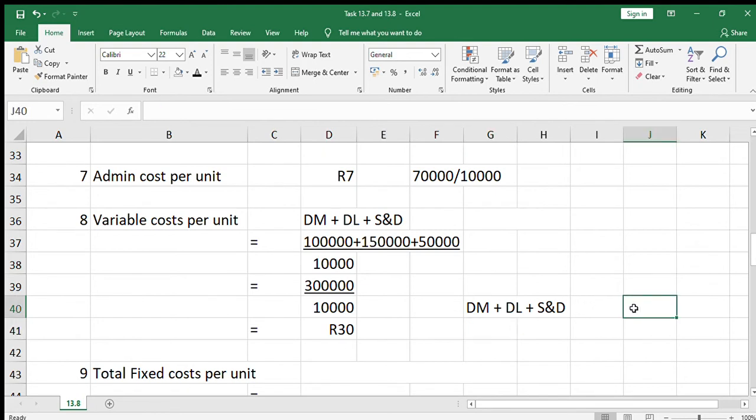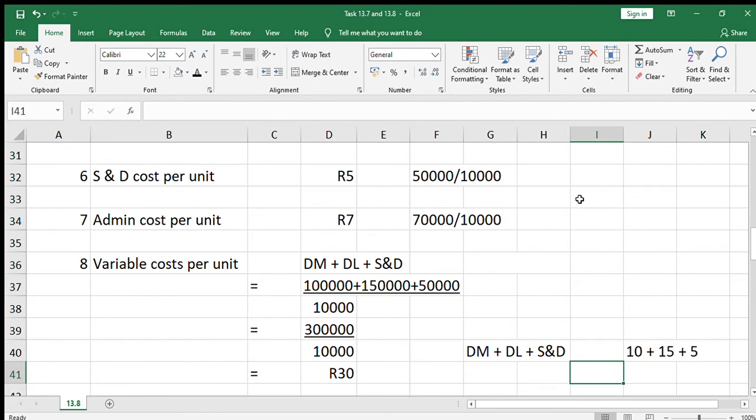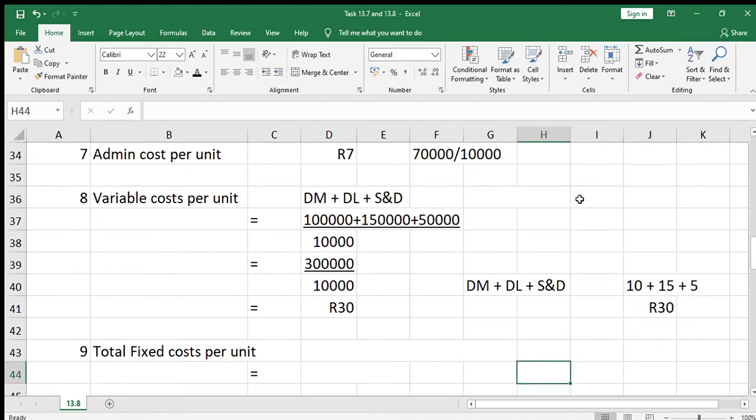Direct material was 10 Rand if I remember correctly, direct labor 15 Rand, and the selling and distribution here 5 Rand. If you add up all of that, you will get an answer of 30 Rand as well. So there are just different ways of doing the same calculation.